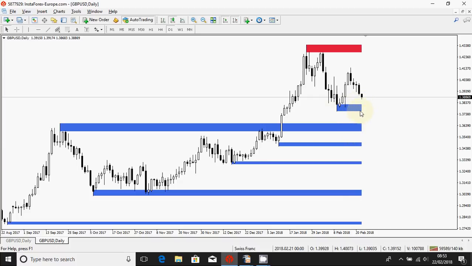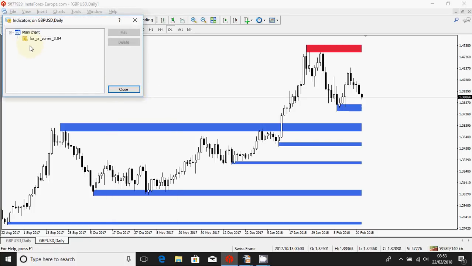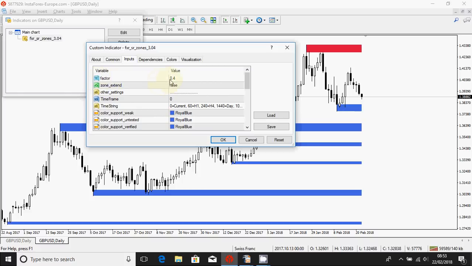So this is the indicator. Let me show you the properties. The indicator is called FXR underscore SR underscore zones underscore 3.04. I believe that is the version. Okay, let's see the properties. The factor is 0.4, it's by default. All the colors are default. Show weak zone, true. Zone show info, I put it at false.